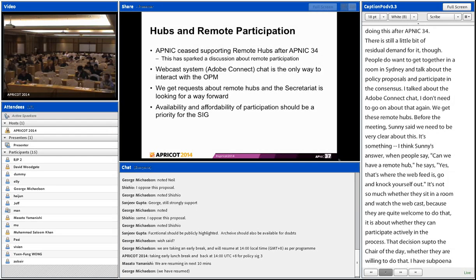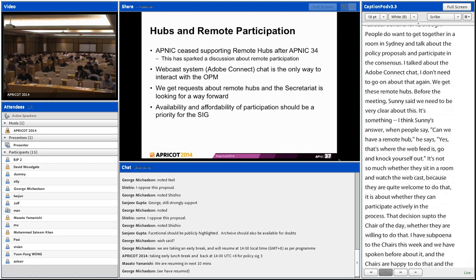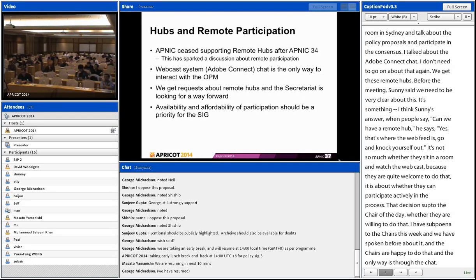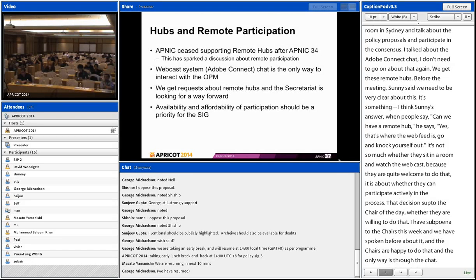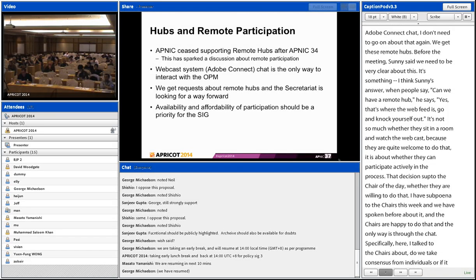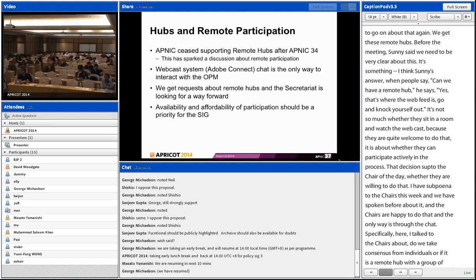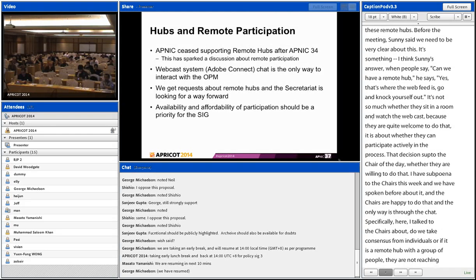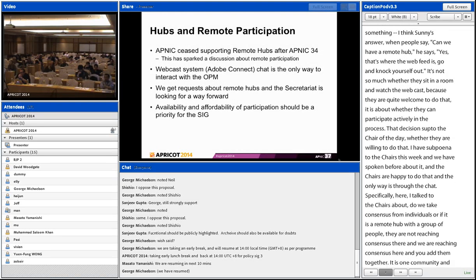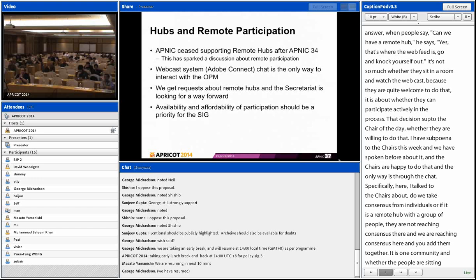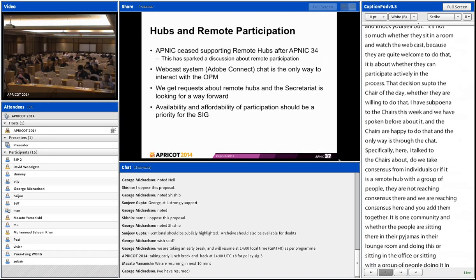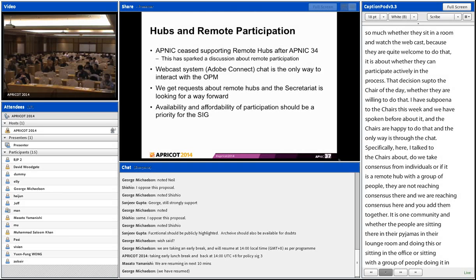Specifically though here, I talked to the chairs about, do we take consensus from individuals, or that if it's a remote hub with a group of people, they're not reaching consensus there and we're reaching consensus here, and you add them together. It's one community, and whether people are sitting in their pajamas in their lounge room and doing this, or sitting in the office, or sitting with a group of people in New Delhi doing it, we're all individuals contributing to the one consensus, or lack of consensus.